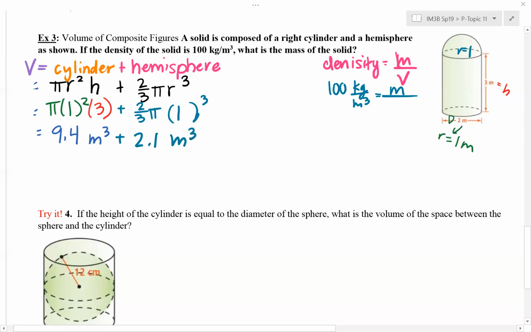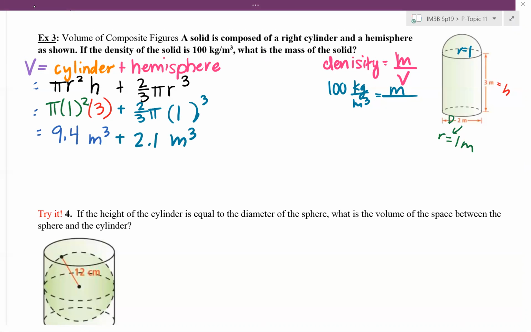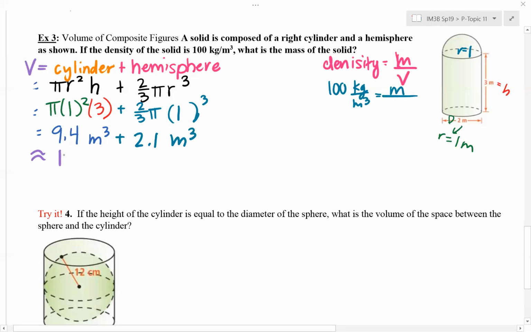So we've got 9.4 cubic meters plus 2.1 cubic meters. That tells us that the whole shape has the volume of 11.5 cubic meters. And so remember that we want to find the mass of that shape, so we're going to plug our volume into our density equals mass over volume. So we're going to do 11.5.